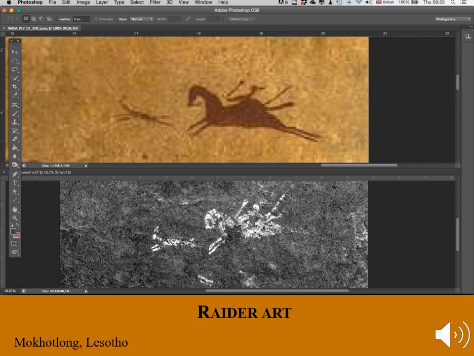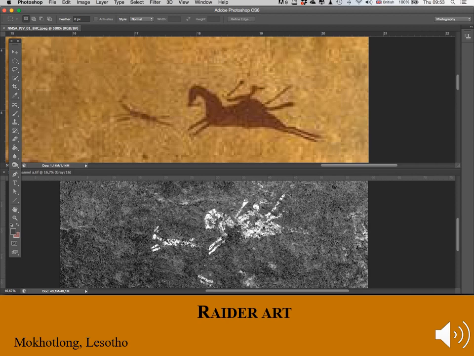And it's not as well preserved as the hunter-gatherer art. It's made with a different set of pigments. It's made sometimes on different rock surfaces, and it often doesn't preserve as long.